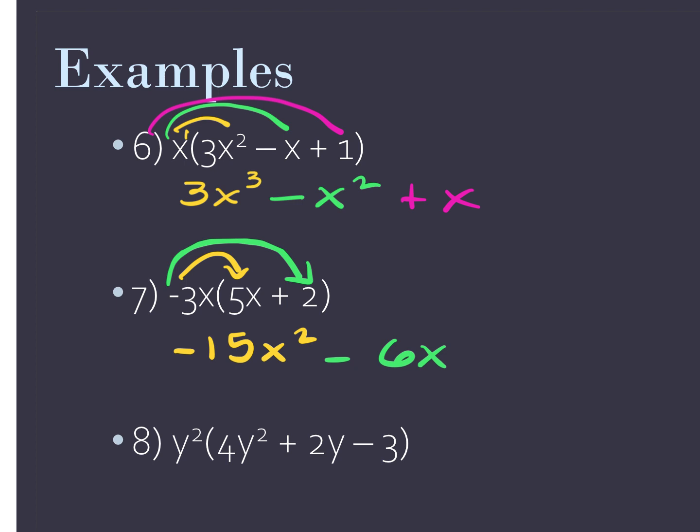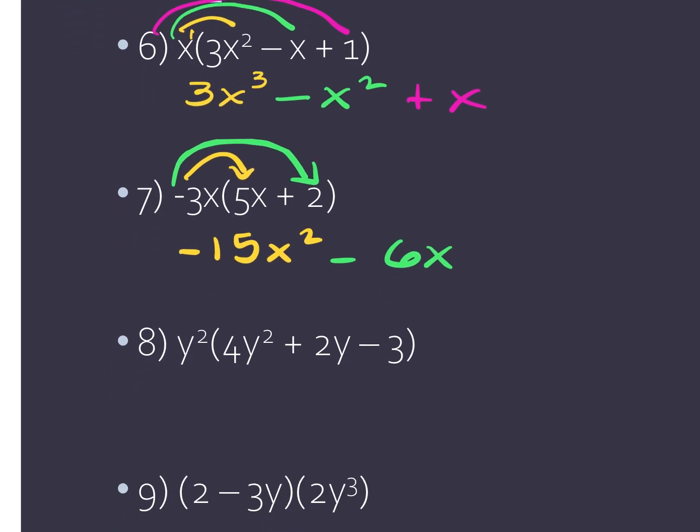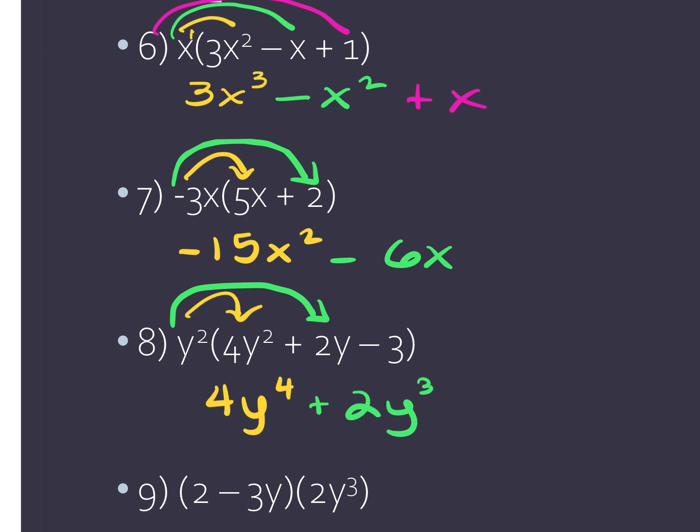Next, I'll distribute the y squared. So y squared will get distributed to the 4y squared. I add the exponents on the y's, and it becomes 4y to the 4th. Then I'm going to distribute y squared to the 2y, and I get 2y to the 3rd. And then lastly, distribute the y squared to the negative 3 and get negative 3y squared. My answer is in standard form.